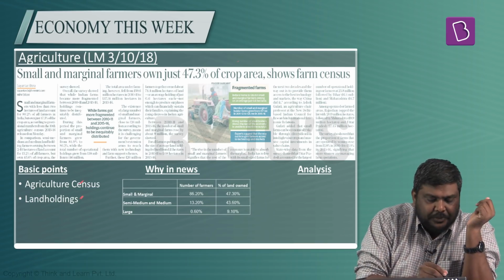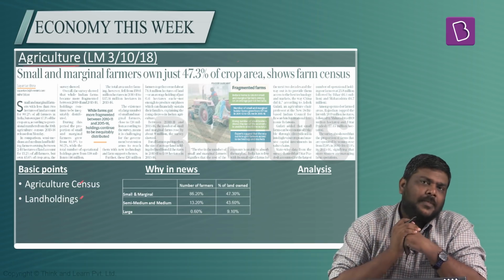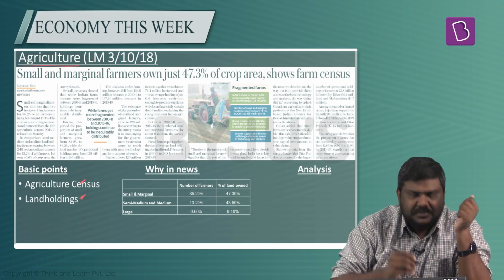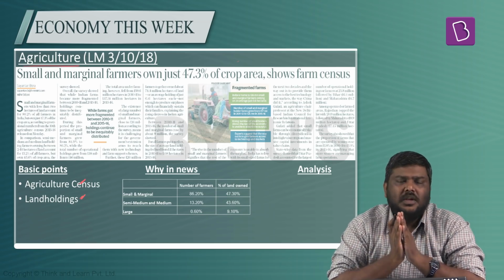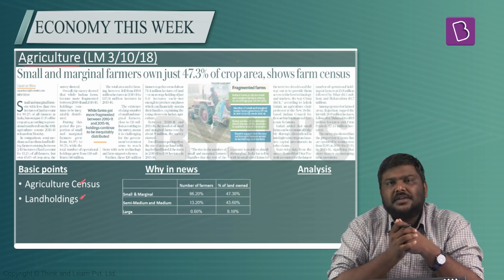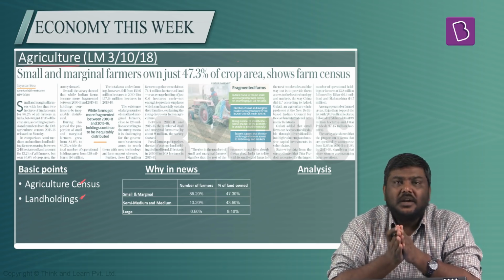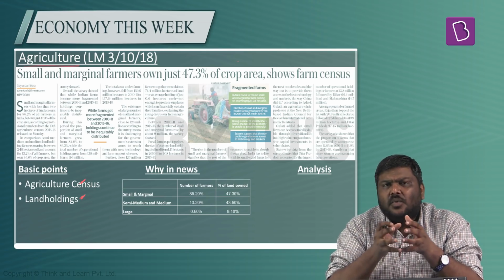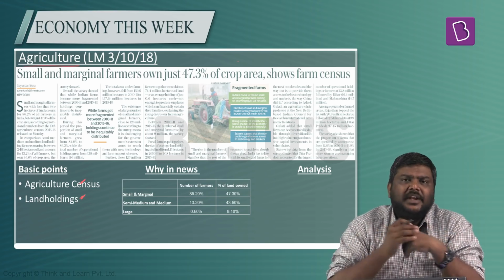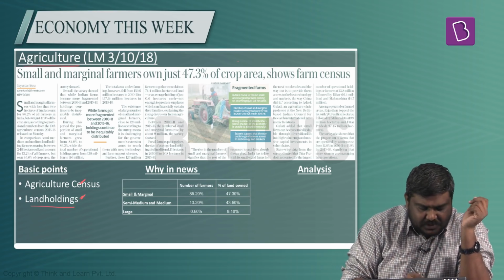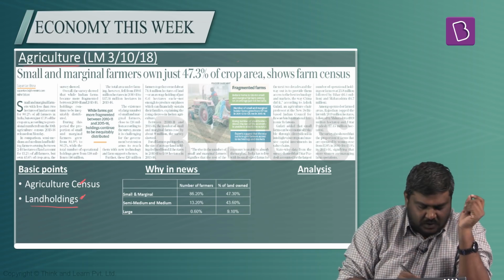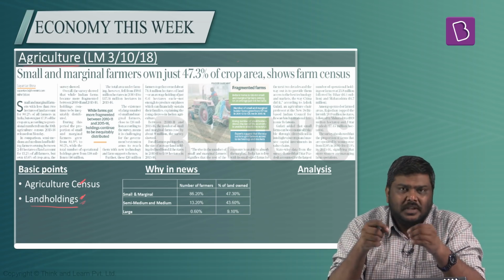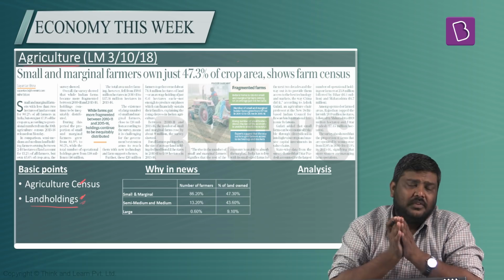The next article is related to the agriculture sector, which had appeared in Live Mint. Before understanding this article, the basic points you need to understand are the agriculture census and the concept of landholding. Once every 5 years, since the 1970s, the Ministry of Agriculture has been conducting the agriculture census, in which they find out what the land holdings in India look like. Land holdings simply means the situation of farming units in India. Have the number of farm units or cultivable units of land increased or decreased? If yes, under which category?